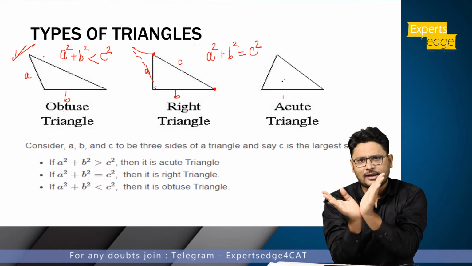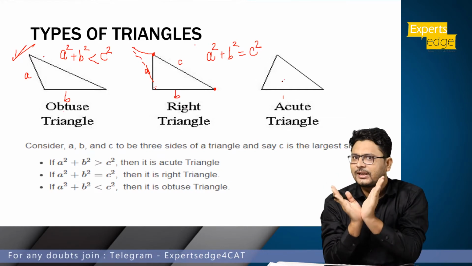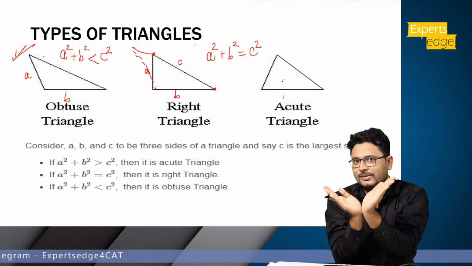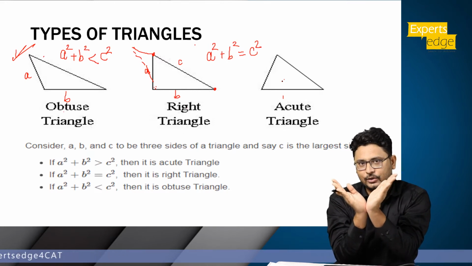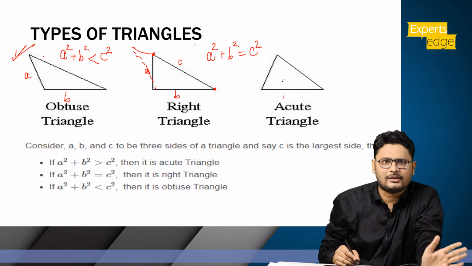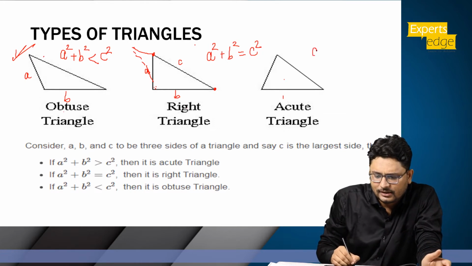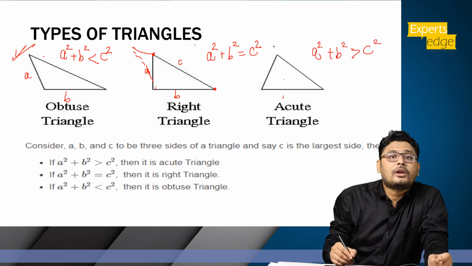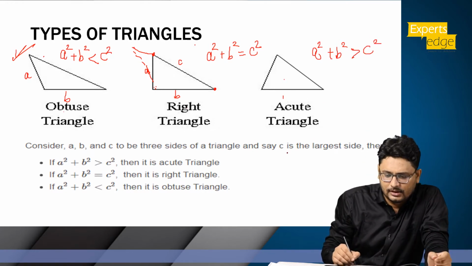So in a right angle triangle, you had what? A square plus B square equal to C square. In obtuse, what will happen? C square will be greater, right? And in acute, C square will be smaller. That's it. That is all you need to remember. So this is A square plus B square, and C square has to be smaller. Right? So now let's get started with the questions.